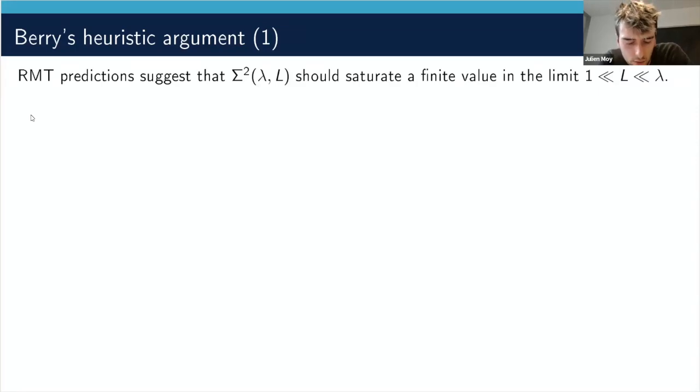In random matrix theory, if you look at the smooth number variance for random matrices, you find that it should saturate to a finite value when you take lambda large and L large in a certain regime. It wouldn't be the case if you were to look at a sharp counting function, but when you take a smooth counting function, you expect a finite value in this limit. So I want to explain the computations that Berry performed in the 80s to try to compute this number variance.